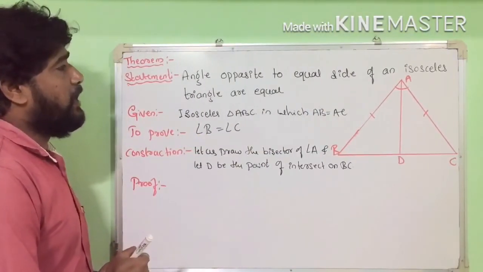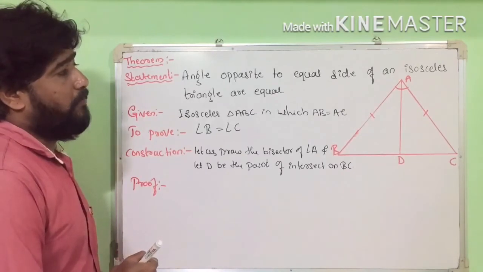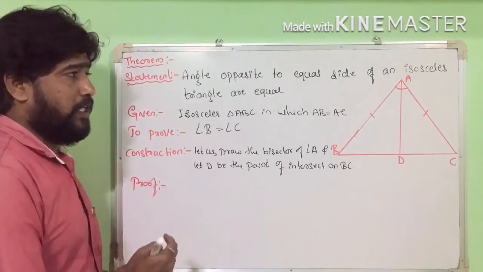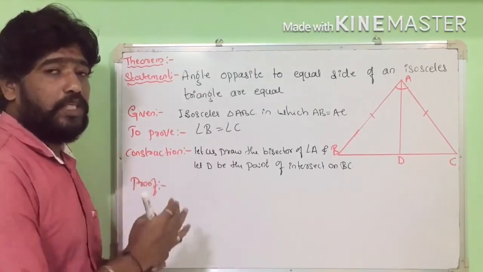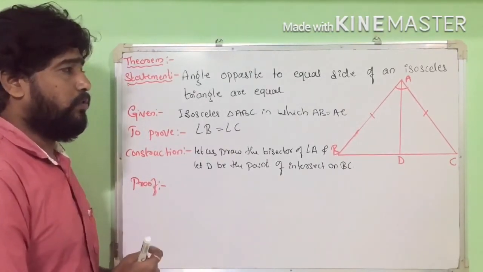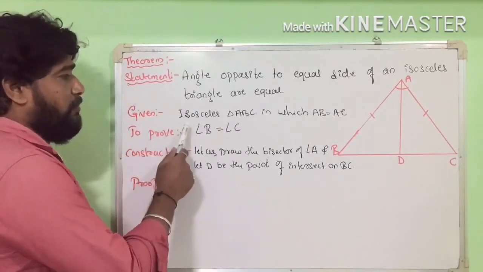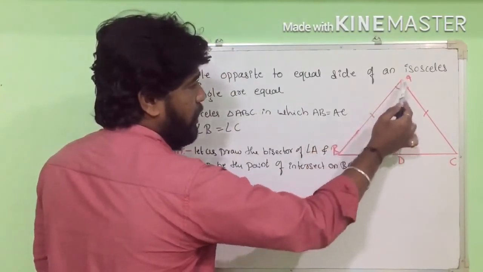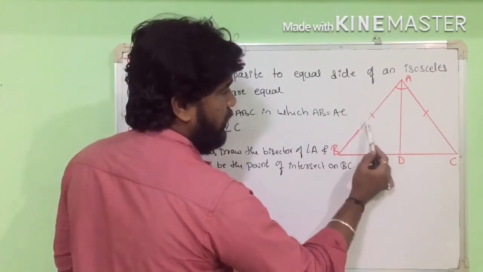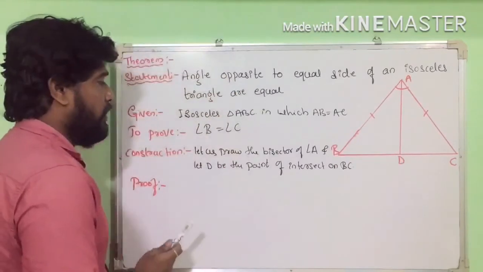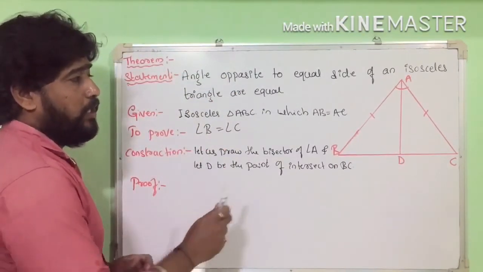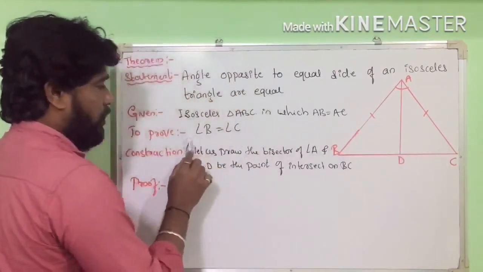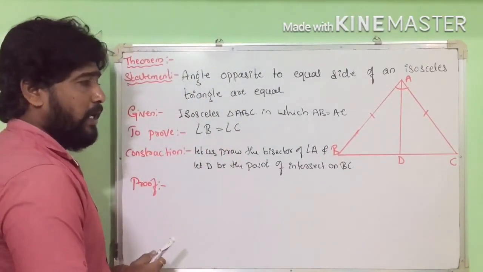Students, the next one is a theorem. The statement: the angles opposite to equal sides of an isosceles triangle are equal. So here they given, in an isosceles triangle, equal sides' opposite angles are equal. We want to show here. So given, isosceles triangle ABC in which AB is equal to AC. So in an isosceles triangle, these two sides are equal, right? So here we want to prove that the equal sides' opposite angles are equal. It means angle B is equal to angle C. We want to prove here angle B is equal to angle C.